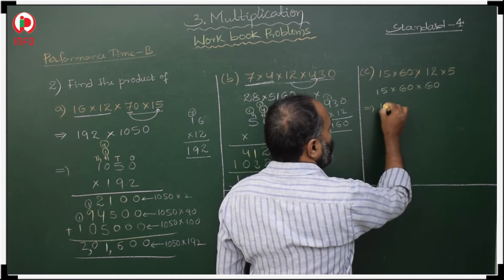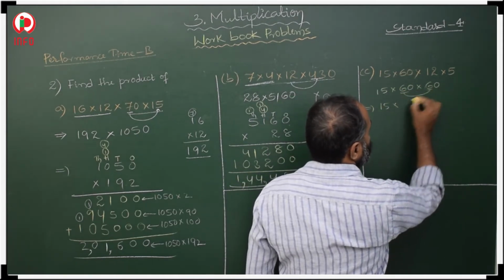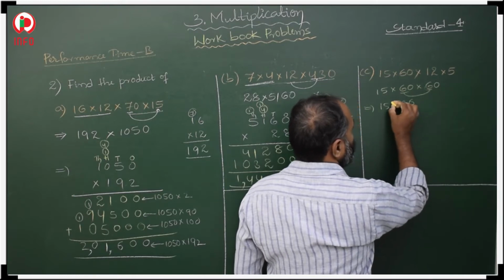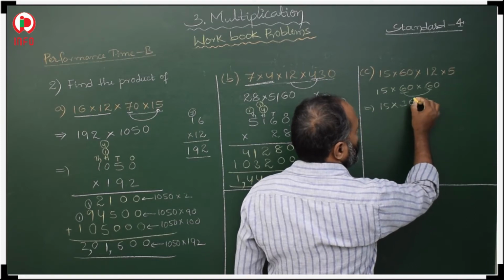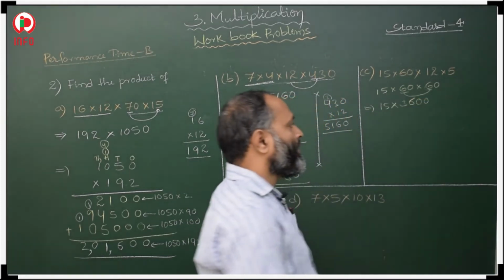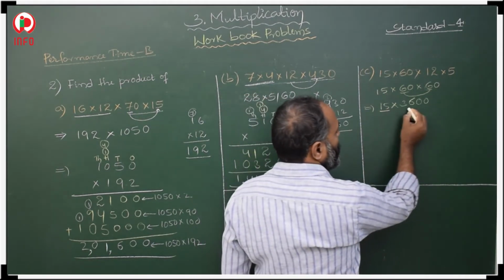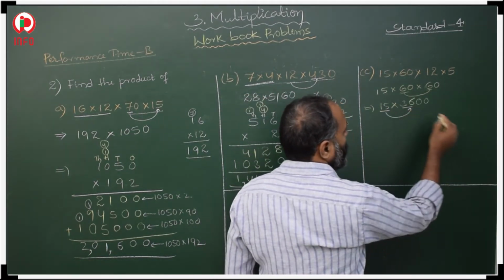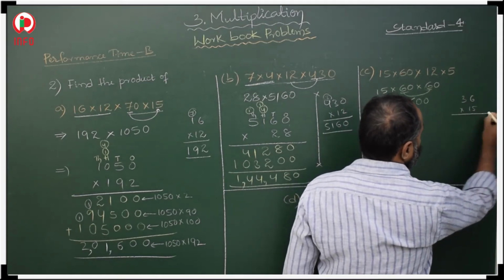Now, this 15 as it is and this 60 as it is, 12 5s are 60. Then 15 as it is, we have to multiply 6 with 6, 6 6s are 36. How many zeros are left? Here 1, here 1, 2 zeros we have to keep. 3600. Then how to multiply in the easiest way? 15 with 36 we have to multiply. 36 with 15.